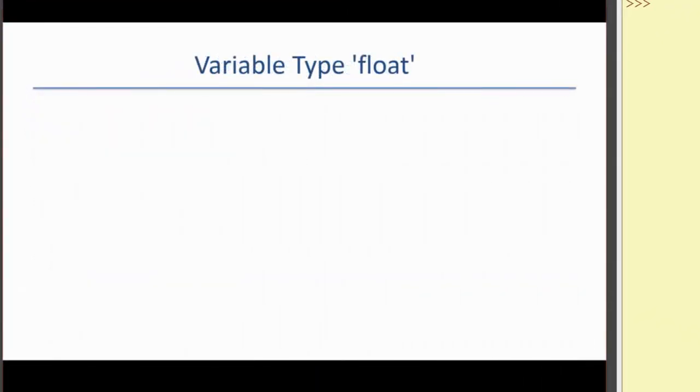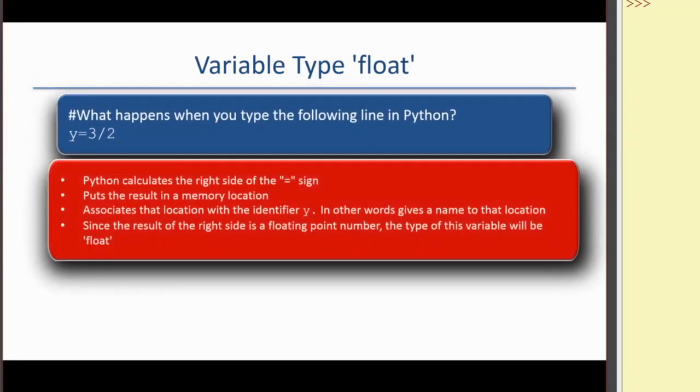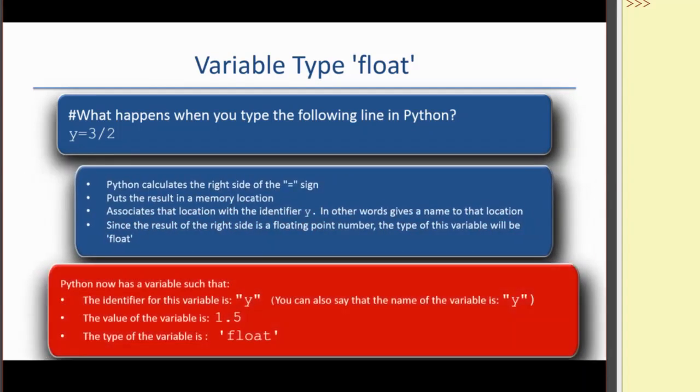Let's go to our next type, which is the float. What happens when you type the following line in Python? When you say y = 3 / 2. Again, Python calculates the right side of the equal sign, puts the result in a memory location, associates that location with the identifier y, and since the result is a floating point number, the type of this variable will be float. So Python now has a variable. The identifier for that variable is y. The value of the variable is 1.5 and the type of it is float.